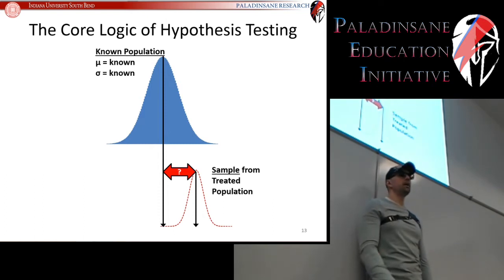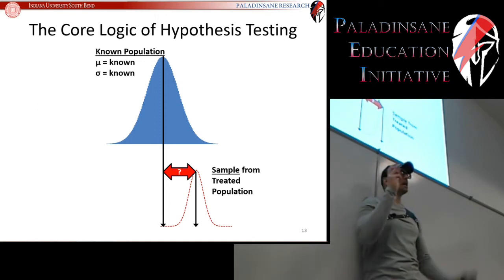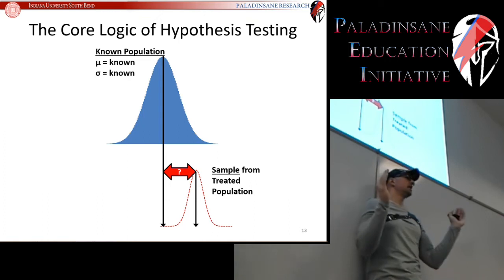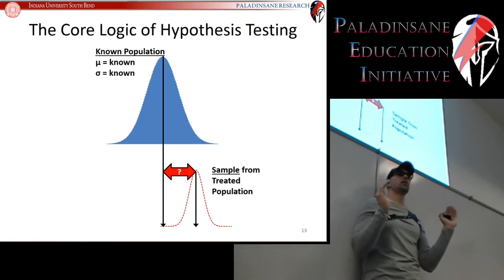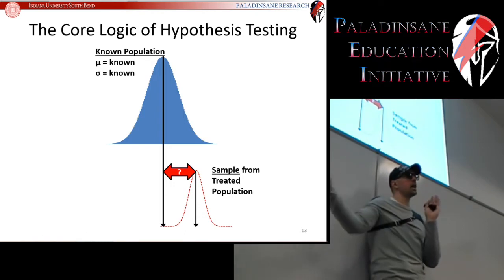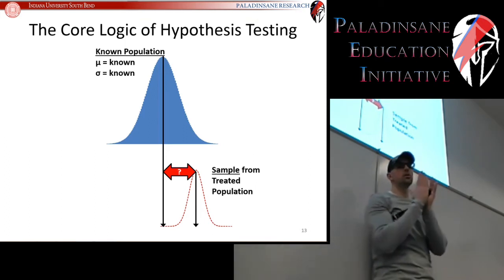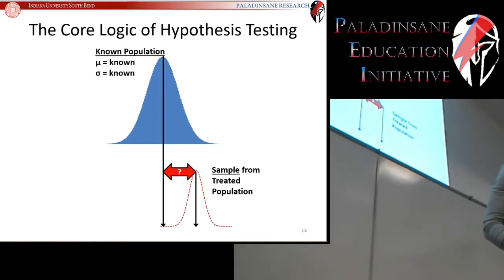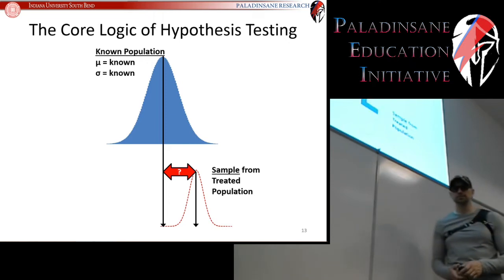Does that difference mean that this sample does not belong to the known population? Is it big enough to indicate that this sample no longer belongs to the known population? Or is it small enough to suggest that it still belongs to the known population? That's what we're looking for. Is it big enough to say, no, the sample no longer belongs? Or is it small enough to say, yes, the sample still belongs? So how do we make that decision?